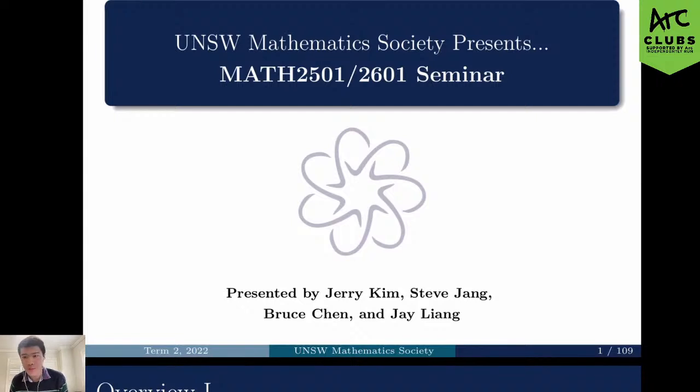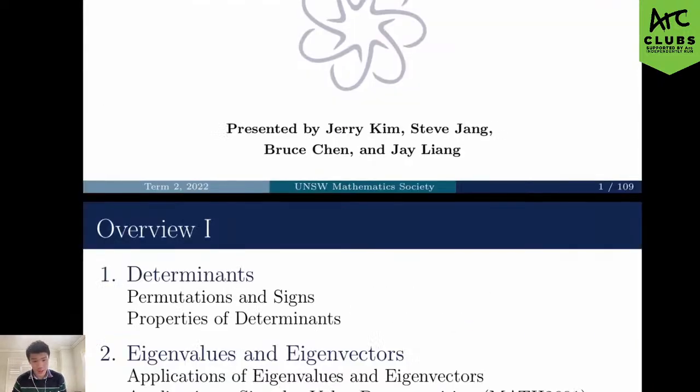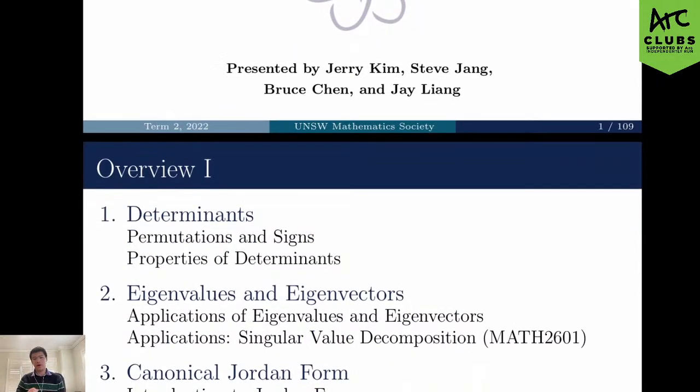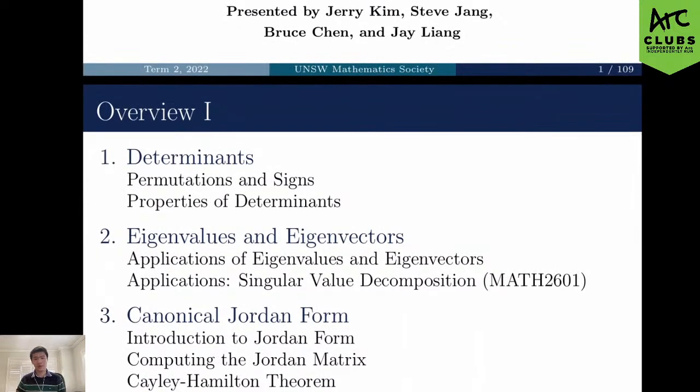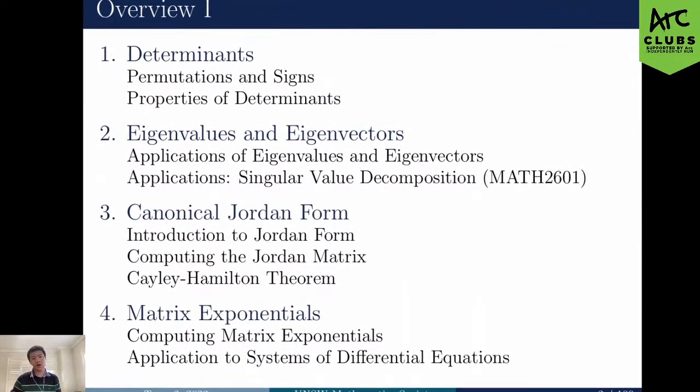So yeah. But in any case, welcome to our Math2601 seminar, part 2. Jerry and Steve went over the first half of the course yesterday, and they covered a lot of ground regarding the first part of the course. But today I'm Bruce, and my colleague Jay will be talking about the second half of the course, which is on these 4 topics. So I'll be covering the first 2, determinants and eigenvalues and eigenvectors, and Jay will be covering the second half, which is on canonical Jordan forms and matrix exponentials.